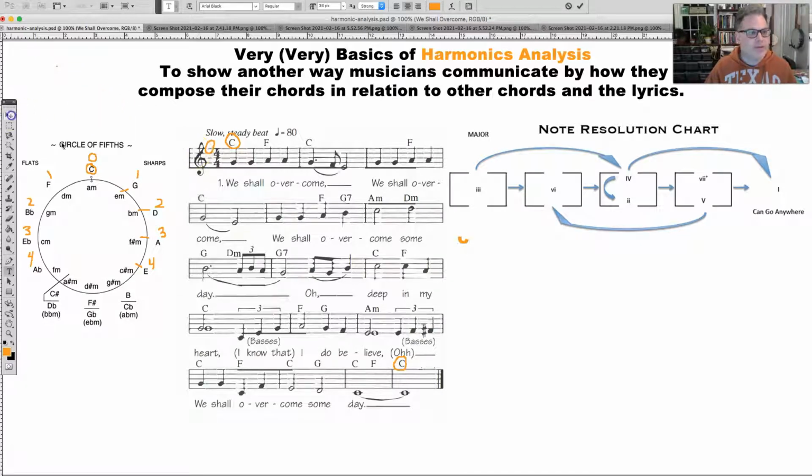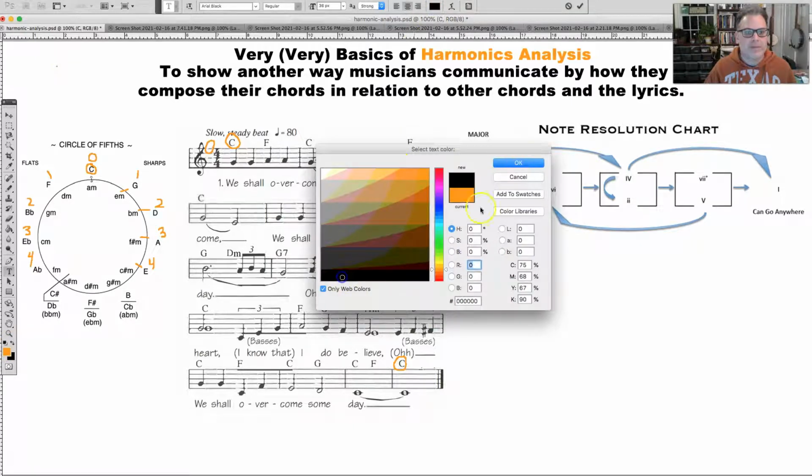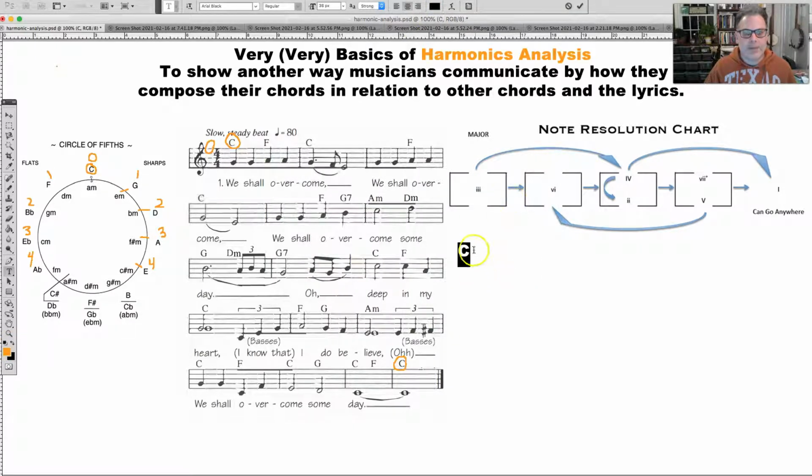To move this down, I have to change this to black. Now you remember that we have 7 notes, A, B, C, D, E, F, G. When we're writing out our chords, we put them in order starting from the first chord.